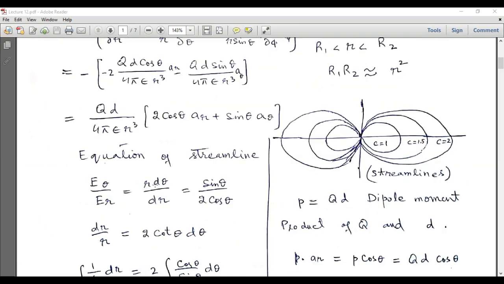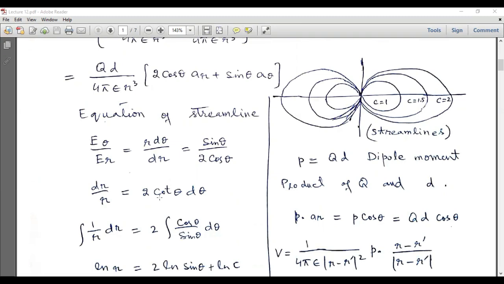From here, we will get a differential equation. This is the differential equation which we can solve easily.